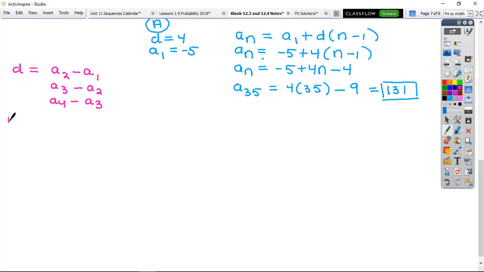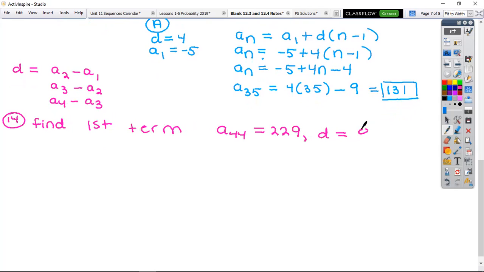So I'll call this 14, I guess. Now I want you to go backwards and find the first term. So we're going to find the first term. And let's give you a sub 44 equal to 229. And how about d equal to 8? Yeah, that's it. Okay, so because I gave you a d, that means that this is still arithmetic. So you're going to write your formula out. So this is a sub 1 plus d, and then n minus 1.